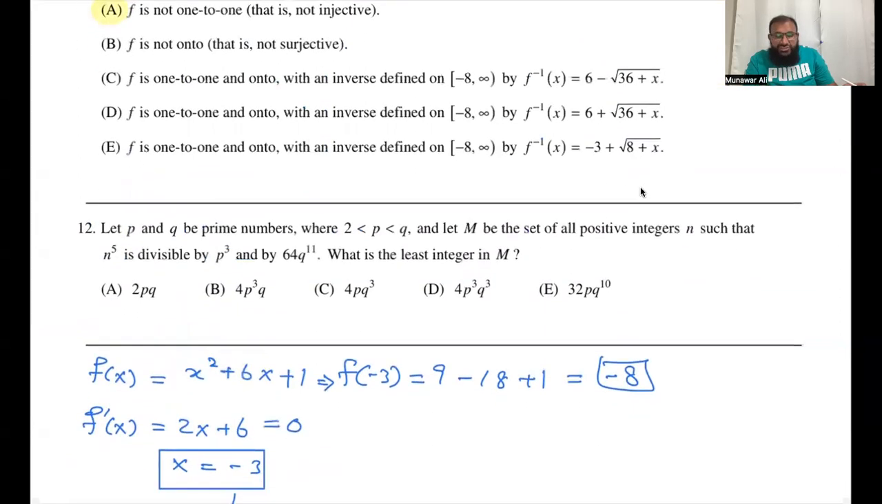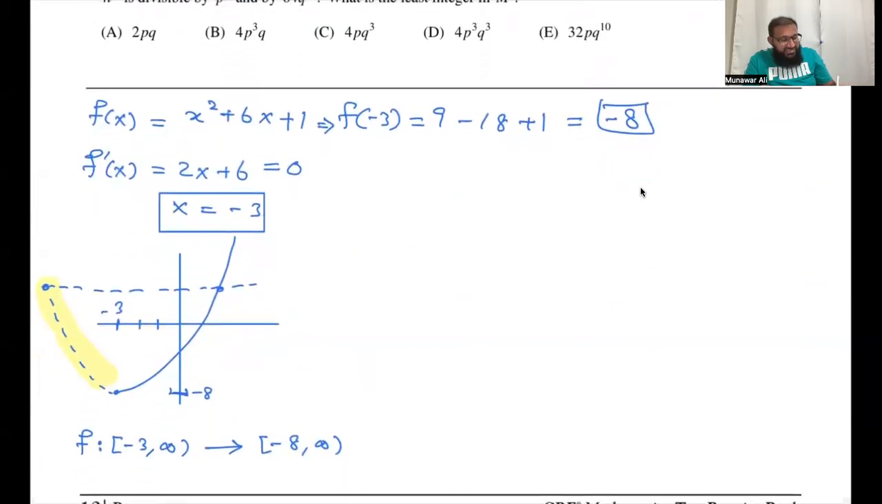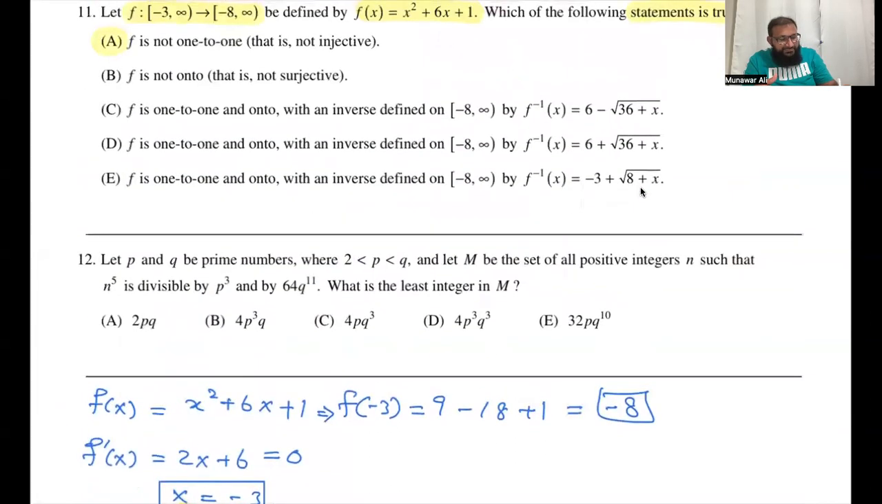F is not onto. You can see the range of the graph is from -8 towards positive infinity, and the codomain is -8 towards positive infinity. So the range set is the same as the codomain set. Hence, it is an onto function. But the second option says it's not onto, which is incorrect. So we are not going for these two options, obviously.